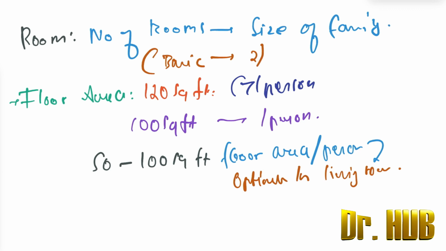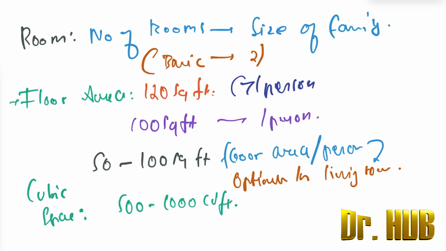Next is the cubic space. Cubic space is going to be 500 to 1000 cubic feet of airspace per capita.